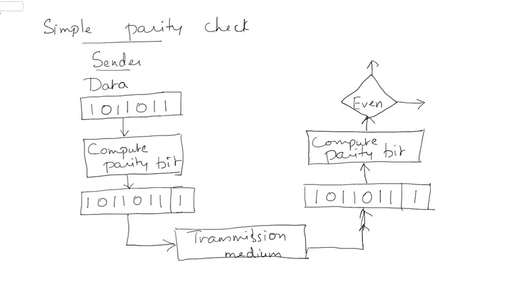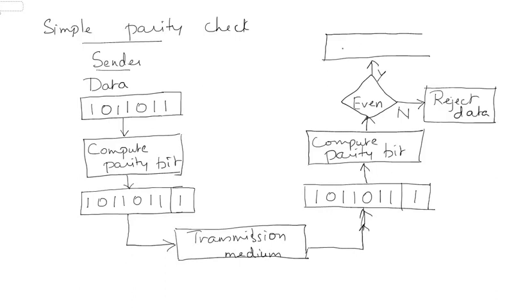We'll take two conditions here. If the data has even parity, we'll put a yes here. If it does not have even parity, we'll put a no here. If the even parity is not satisfied, what does the receiver do? It will just reject the data. So the data is rejected by the receiver. And if the even parity condition is satisfied, then the receiver accepts the data. This is the process which takes place at the receiver.